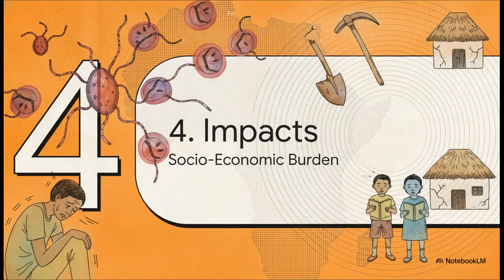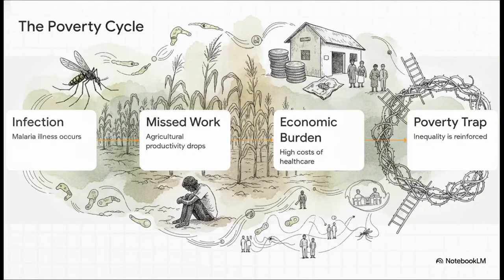In Section 4, we shift our focus to the socioeconomic impacts. We aren't just looking at medical symptoms here. We're assessing the severe human cost and the massive barrier this creates for a developing country. Let's walk through this poverty cycle step by step to really demonstrate high-level AO2 analysis.